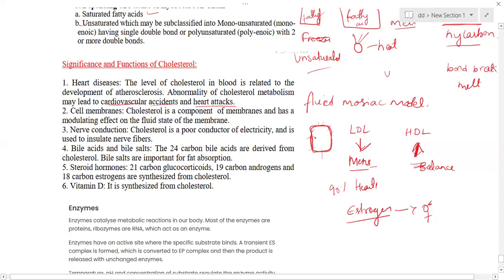So plasma membranes are selective membranes. They select the ions, they select the chemicals to get into the cell. Okay. For that there are some gates, we call them ion gates.